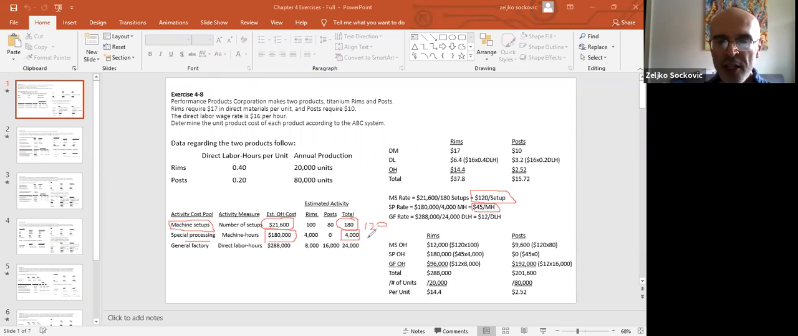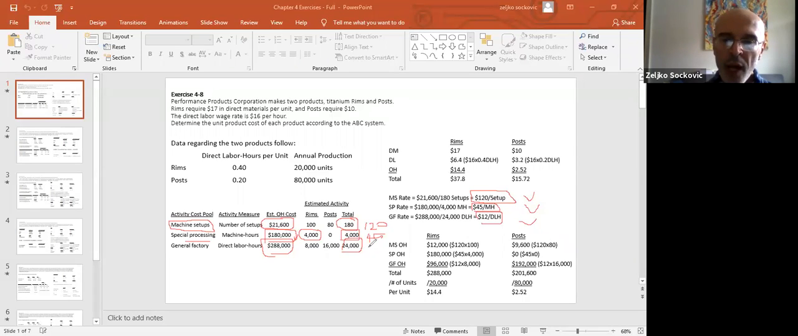But of course, now we already know that these 180,000 will be fully applied to rims. Why? Because rims are using all machine hours, okay? And then for general factory, we have direct labor here of 288. We will divide them into this total here, and we'll get this rate of 12. So instead of one rate, as we just calculated a second ago, depending on what we use as allocation base, we will have 3 POA jars. 1, 2, 3.